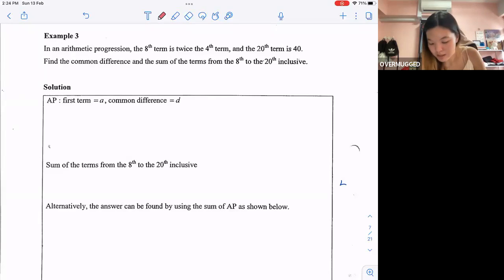Someone asked me, is D equals to... maybe I should answer this privately, so that you guys can try it out yourself. Okay, I'm going to leave you guys some time to try it out.